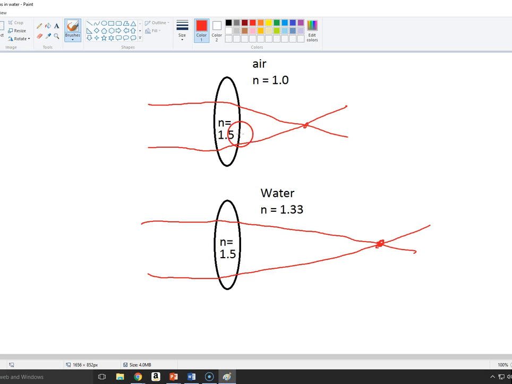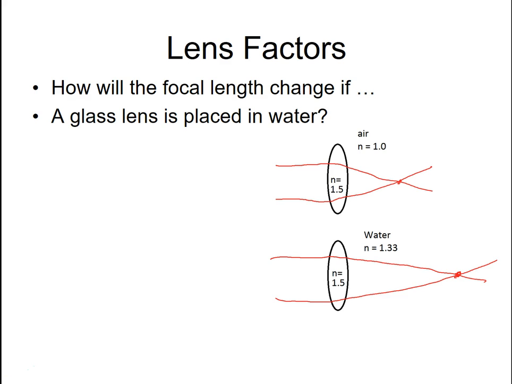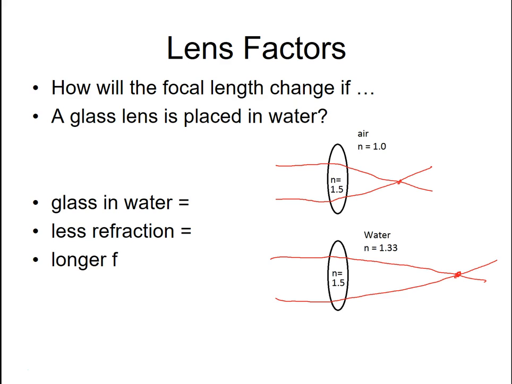How do you remedy this? Well, you wear goggles. When you wear goggles, now you have this little space of air in between your eye and the water, and so now it acts like a normal situation and things are going to get clear. Okay, so the answer to this question: if you put the glass in water, there's going to be less refraction and therefore a longer focal length.